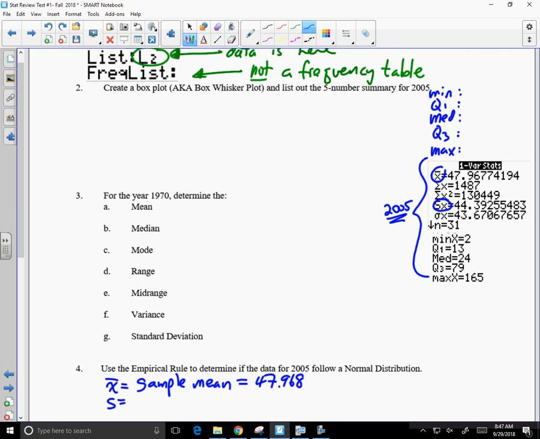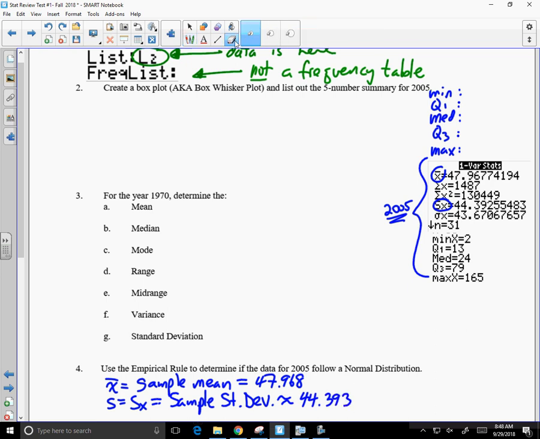The Sx stands for sample standard deviation, and that's approximately 44.393. I should use approximate for the mean also. We'll have to do something with that in a sec, but for now we'll just deal with it as is.